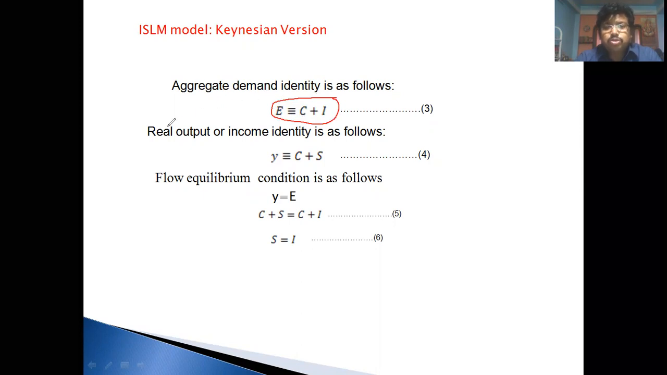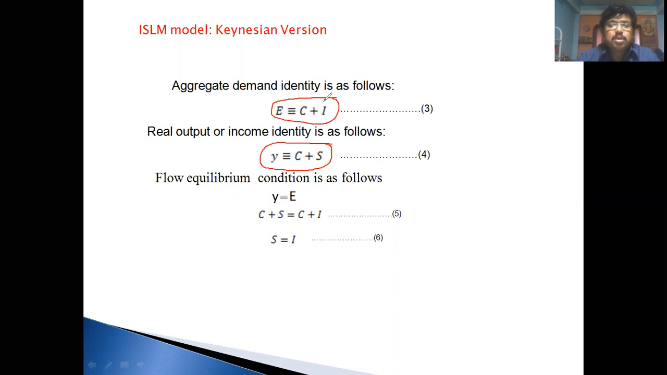And the real output or income identity is as follows. This is the income identity. The income is spent on consumption and saving. So this is an identity, and this is the demand, aggregate demand. Aggregate demand is identically equal to consumption and investment.